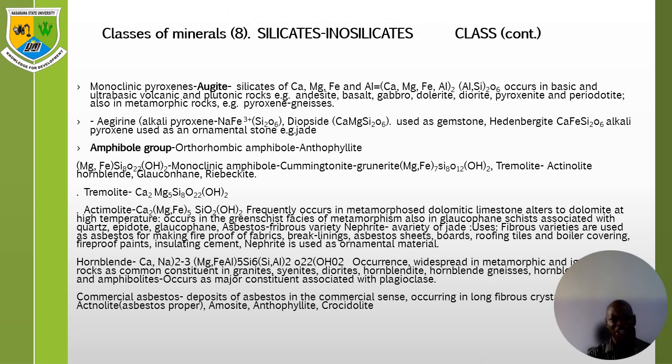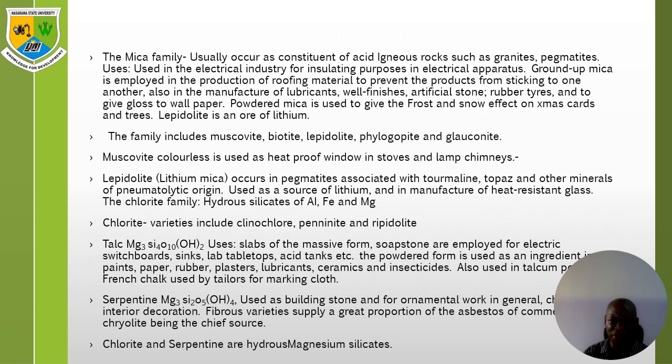Under the inosilicate class, these ones have the pyroxene silicates and the amphibole group. They are all involved in that. And the hornblende: their commercial uses are as asbestos, deposits of asbestos in the commercial sense, occurring in long fiber crystals. And they are very useful for such commercial purposes as asbestos. We have the mica family under this.